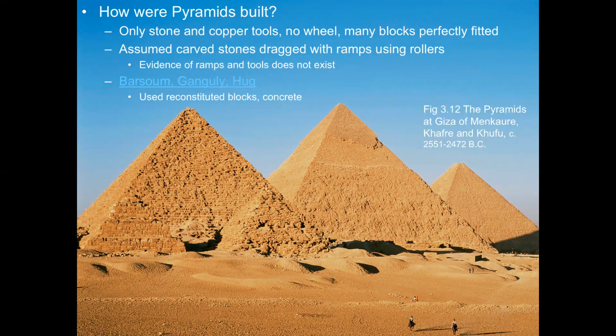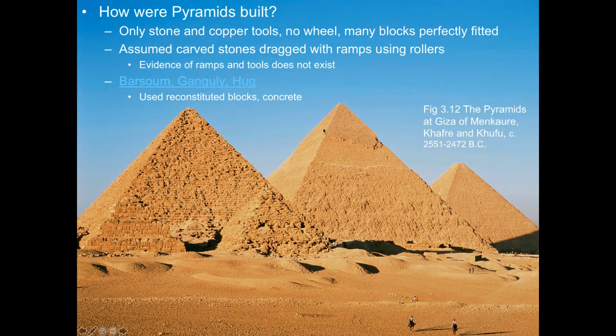And many of the blocks were perfectly fitted, especially these limestone blocks here, where they seem to be perfectly smooth. So the assumption is that they're carved stones dragged with ramps using rollers. But the problem is there's no evidence of ramps and we don't see any tools or anything. The big problem with this is that the sides of the pyramid are very steep. And given the size of the stones, it would be impossible with rollers to drag the stones up the side of the pyramid.